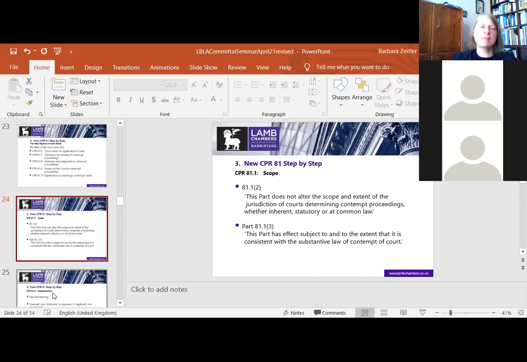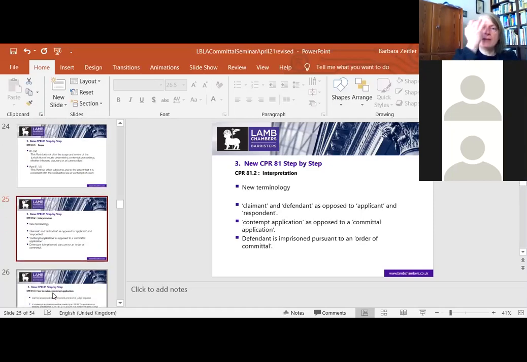And so homing in a little bit more on the individual rules, the scope as set out in CPR 81.1 emphasizes or makes it very clear that these are procedural rules, and CPR 81 has effect subject to, and to the extent that it's consistent with, the substantive law of contempt of court.